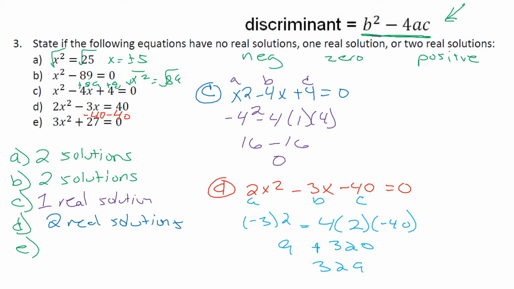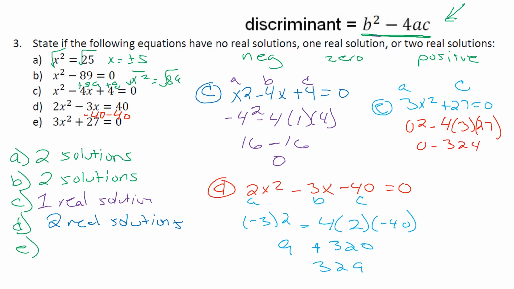And last, discriminant, 3x squared plus 27 equals 0. I have an A and I have a C, no B term. So B is 0. So that would be 0 squared minus 4 times 3 times 27. 0 squared is 0. Negative 4 times 3 times 27 is negative 324. 0 minus 324 is a negative. So my discriminant is negative. So that gives me no real solution.